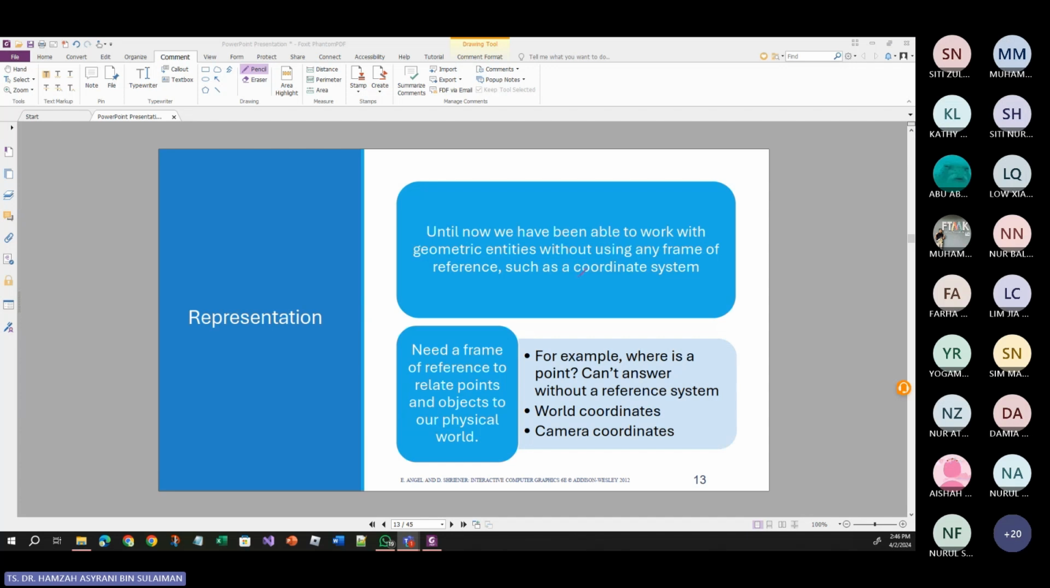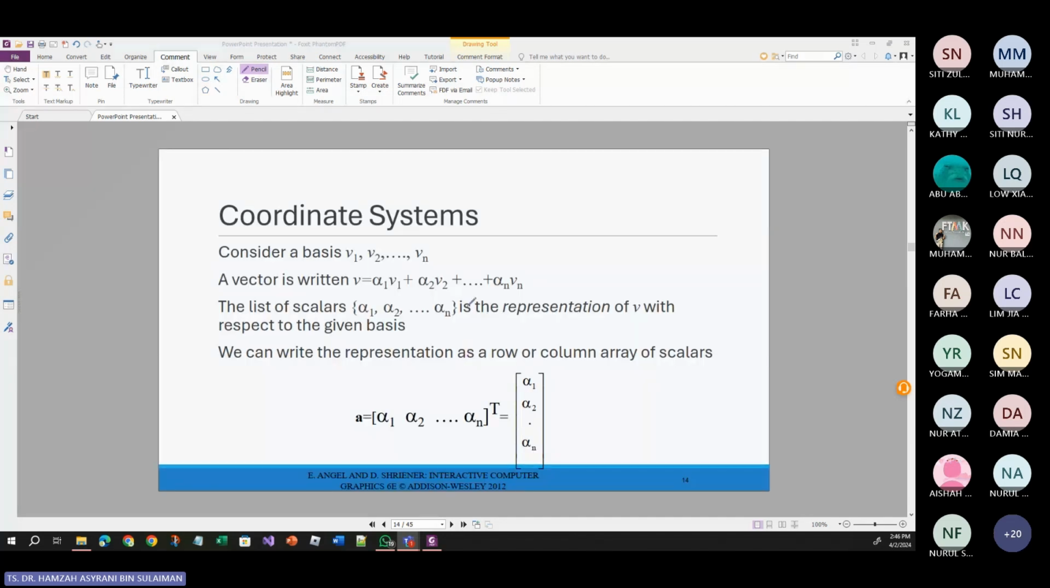Until now we have been able to work with the geometry entities without using any frame of reference such as a coordinate system. We need a frame of reference to relate points or objects to our physical world. For example, where is a point cannot be answered without a reference system. So we need a reference system, which is world coordinates and also camera coordinates. Consider a coordinate system, for example we have vectors V1, V2, up to Vn. A vector is written as V equals alpha 1 V1 plus alpha 2 V2.